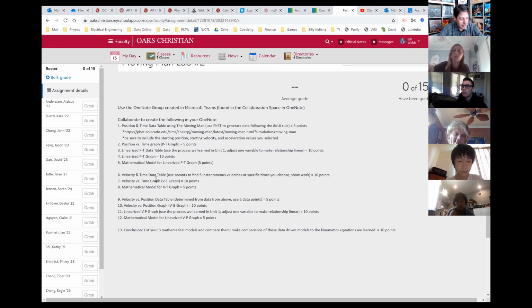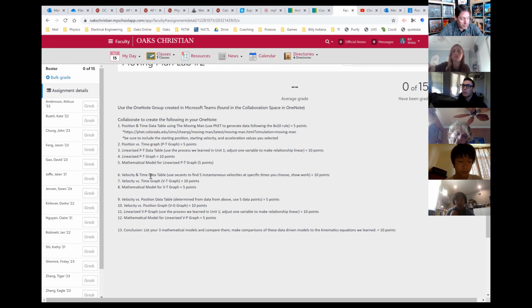Then you're going to make a velocity time data table, but here's how you're going to do it. The Moving Man tells you the position and time, but it doesn't really tell you the velocities. So you're going to have to use the position time curved graph. You can't use the linearized one because in the linearized one, it won't be position and time anymore. It'll be something squared. One of them will be squared. You're going to have to figure that out with your group.